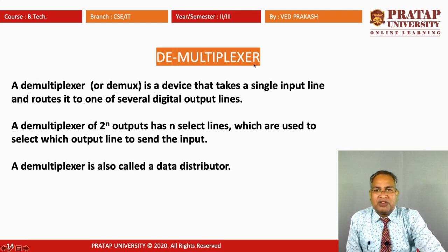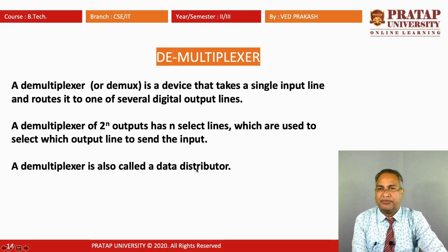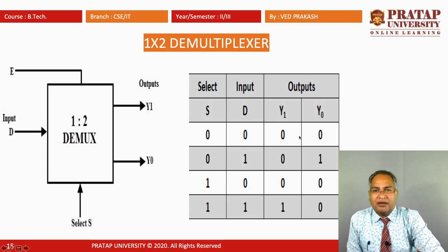In other words, we can also say that a demultiplexer is known as a data distributor, because it distributes a single line to multiple output lines. So, it is just the opposite of the multiplexer: one input line can be distributed to many output lines. Here we take the physical diagram of the demultiplexer and its table. Here we take a 1 cross 2 demultiplexer.